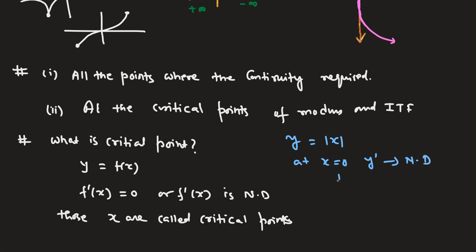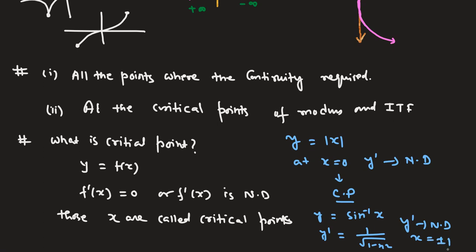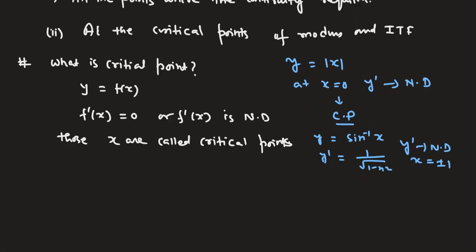Now if you take y is equal to sine inverse of x, its derivative y dash is equal to 1 by root over 1 minus x square. So y dash is not defined at x equal to plus and minus 1. These are the critical points where you have to check the differentiability of the function. Now coming to the next point.